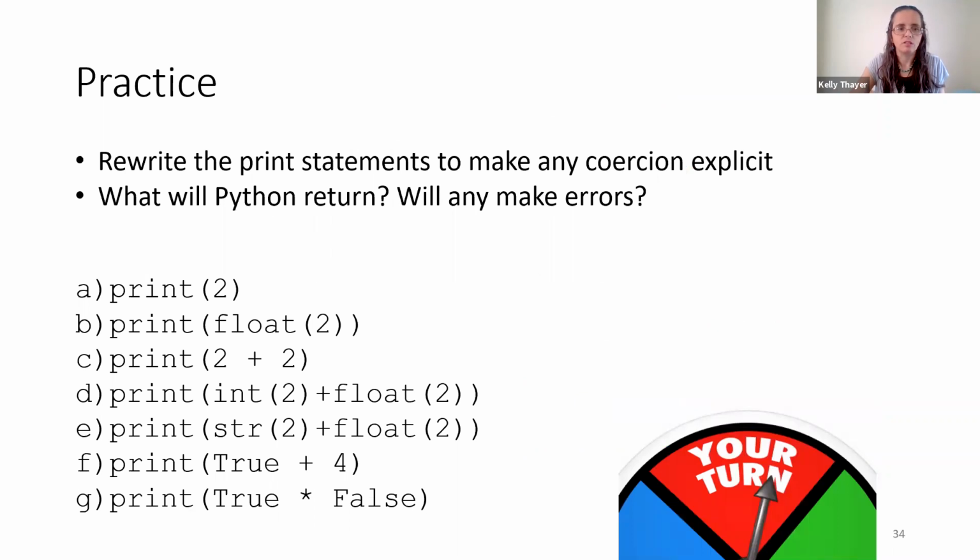So here is a series of print statements that include some expressions. So rewrite the print statements to make any coercion explicit. What will Python return, and will any make any errors? So I would encourage you to pause the video and go ahead and try to work on that and see if you can come up with the answers, and we'll be back.